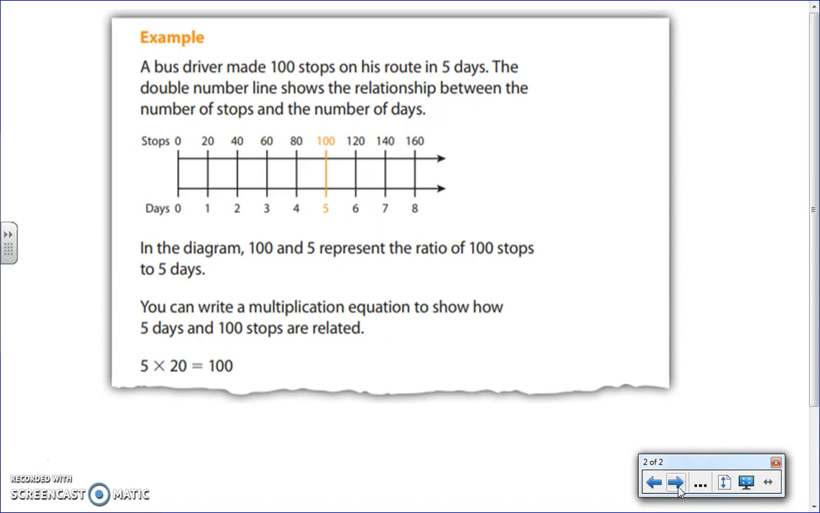Now it doesn't actually ask us to solve anything right now, but I do want to show you how they set up their double number line, because I think that's sometimes one of the issues that we have with getting started on a problem: how to start a table or how to start a double number line. So probably what happened was they considered the first values 100 to 5.